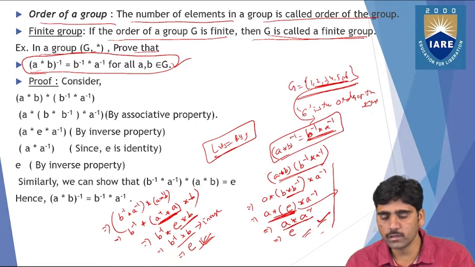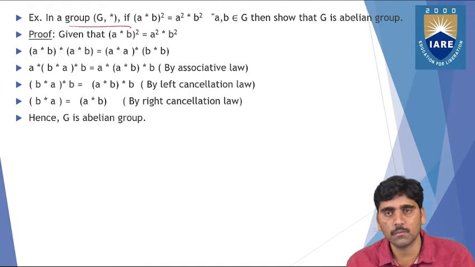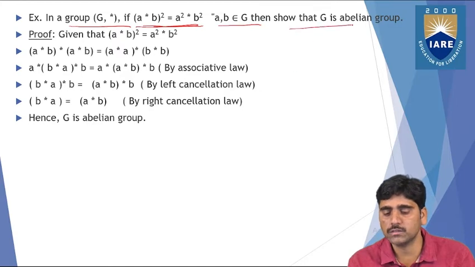Okay. The next one, see here. In a group (G, *), if (a * b) square equals a square * b square, where a, b belongs to G, then show that G is an abelian group. We want to show that.